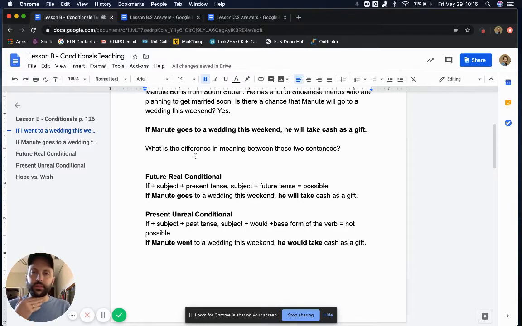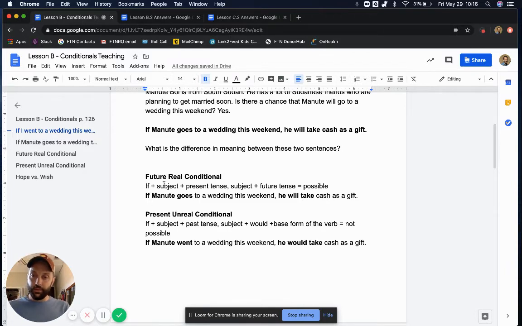I just took the sentences here. The first one we call future real conditional. And again, you don't have to remember that. You just have to recognize the key words in the sentence and how they're used. In the future real conditional, we use if plus the subject plus the present tense, comma, then another subject plus the future tense. This means something is possible. This is the sentence we just looked at, okay?